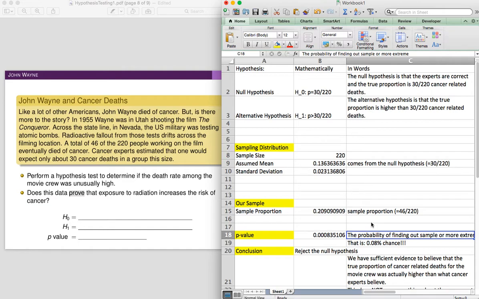If you are more extreme than a 5% chance, usually 5% is the cutoff, then we reject the null hypothesis, which says the null hypothesis might not actually be true. But since this did not come from a randomized controlled experiment, we do not actually have evidence to say, let's just reject it and say that radiation caused all of these deaths. We do not have that information.